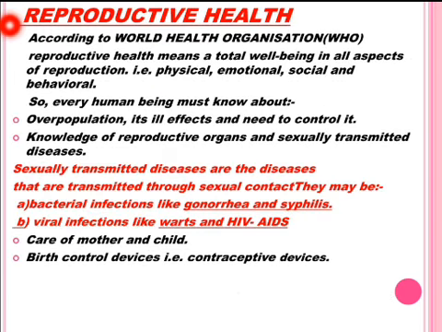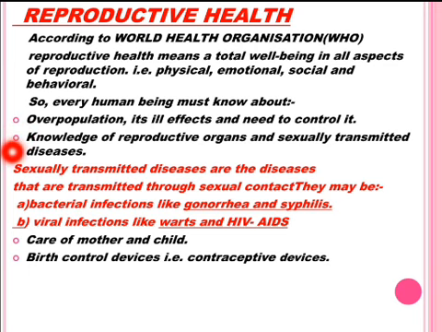Now students, let us see another important topic of this chapter, that is reproductive health. According to the World Health Organization (WHO), reproductive health means total well-being in all aspects of reproduction, that is physical, emotional, social and behavioral. So every human being must know about overpopulation, its ill effects and the need to control it.